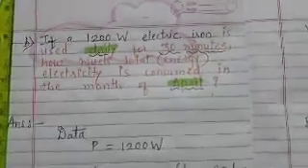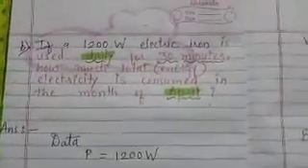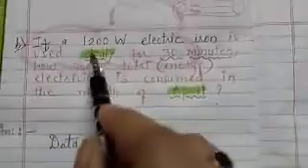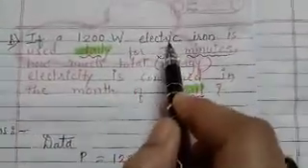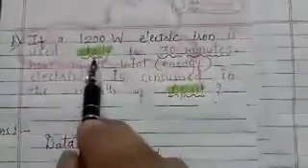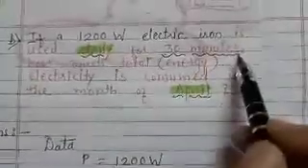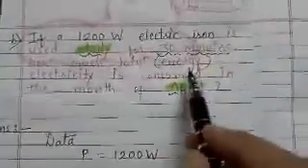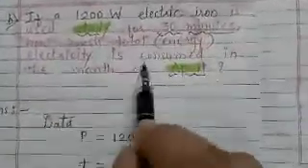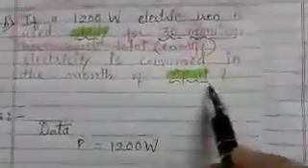Question number 5b. If a 1200 watt electric iron is used daily for 30 minutes, how much total energy or electricity is consumed in the month of April?